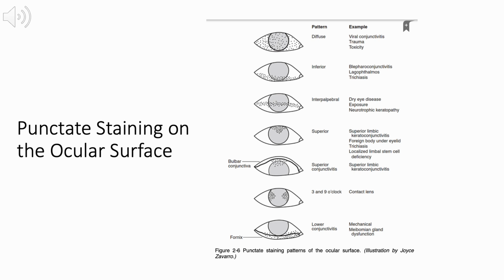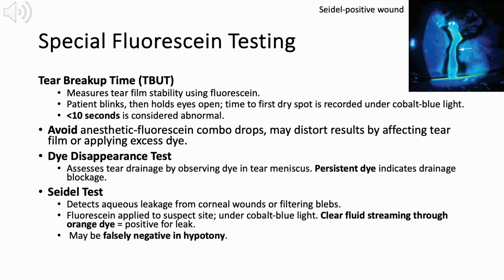As a clinical tip, always perform flare assessment before applying fluorescein, as the dye can diffuse in the aqueous humor and mimic or obscure anterior chamber inflammation. Now let's walk through some special fluorescein-based tests commonly used in evaluating the ocular surface and tear function.